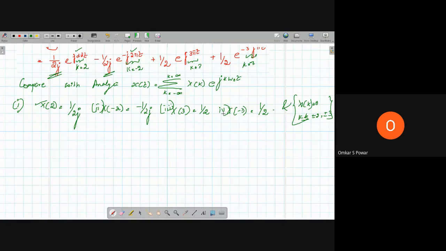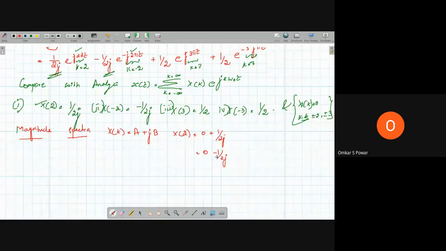Then what we have to do is plot our magnitude spectra and phase spectra. So let me first write the magnitude spectra. As I told you before, we have to express x of k in terms of a plus jb. So we will take x of 2 and express that in terms of a plus jb. So we have 0 plus 1 by 2j. So j goes to the top, it becomes 0 minus j by 2. So first you express in terms of j terms, so that your life will become easy.